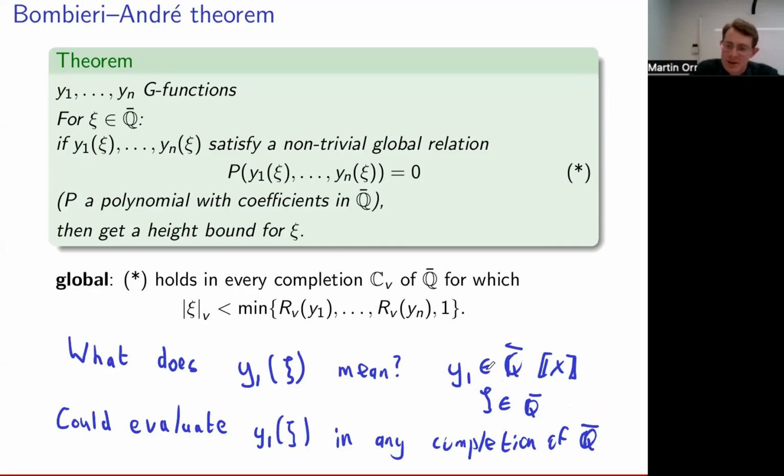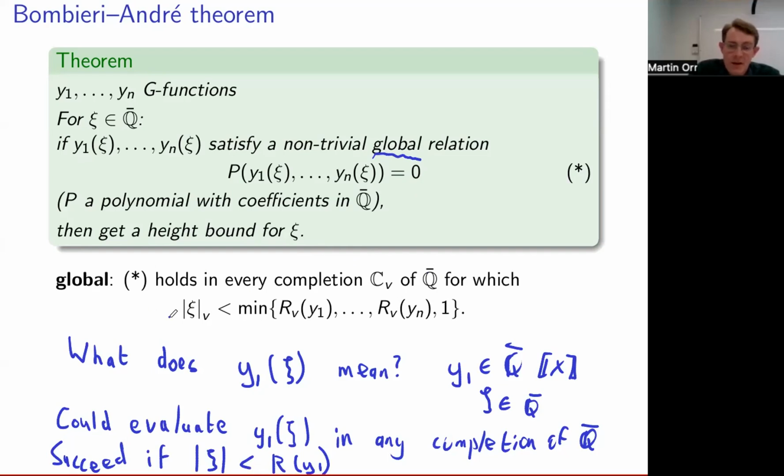Sometimes you'll succeed, sometimes you won't, because of course there'd be a radius of convergence of this power series in each completion of Q-bar. You can do this evaluation if the absolute value of psi in that completion is less than the radius of convergence of y1 in this completion. So when we say that we have a global relation here, what this means is that the condition that this polynomial vanishes has to hold in every completion of Q-bar in which it makes sense to evaluate the relation.